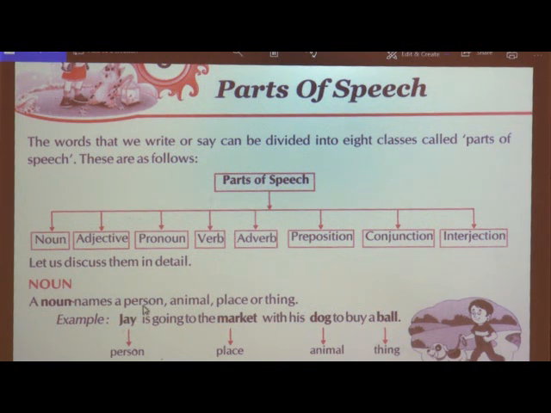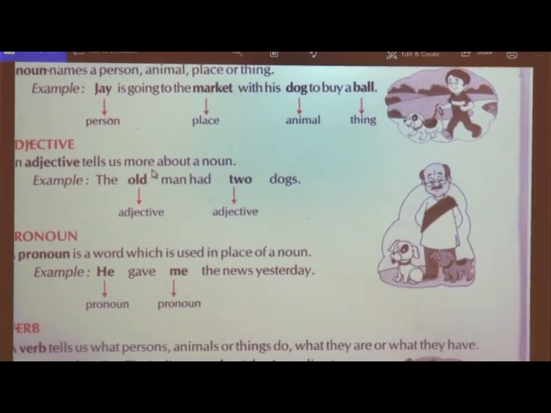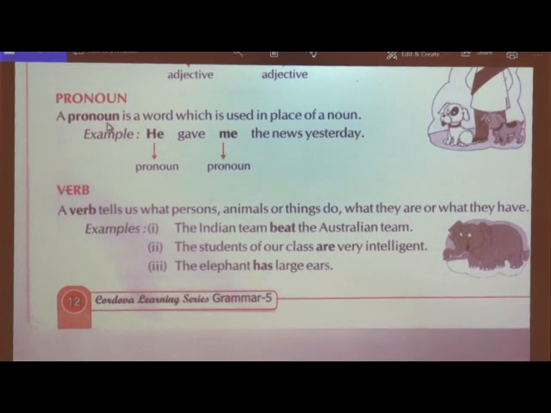Then adjective, what is an adjective? Yes, it tells more about a noun, it describes a noun, it qualifies or tells the quality of a noun. And what is a pronoun? Yes, a pronoun is a word which is used in place of a noun. Again and again we are not going to repeat the word or the name of that person, place, animal or thing. So, some word we are going to use instead of that noun, that is called a pronoun.